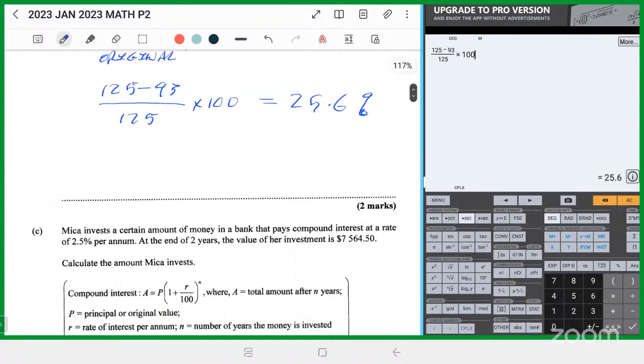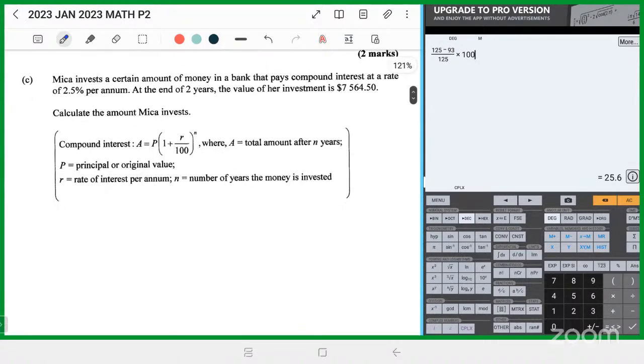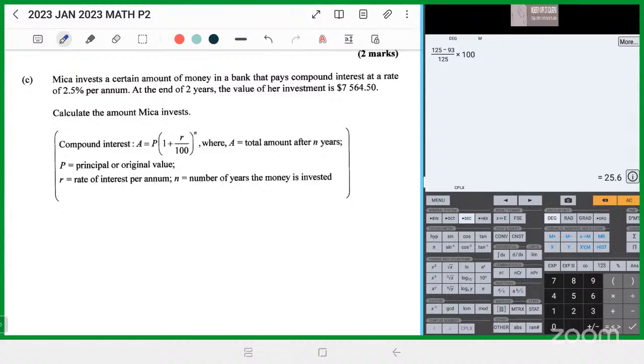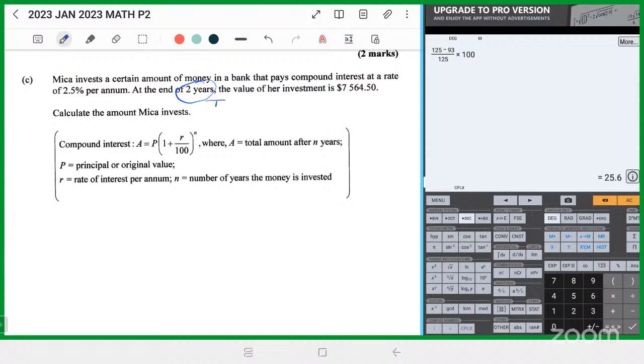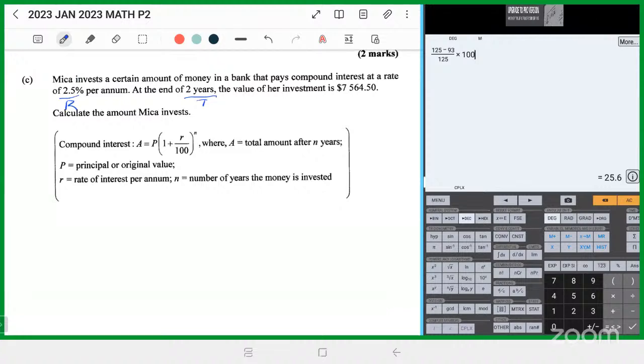All right, next question. It says, Mika invests a certain amount of money in a bank that pays compound interest at a rate of 2.5% per annum. At the end of 2 years, so 2 years time goes in here. When it is per annum, you need the time to be in here. So this is 2. And this is your R, your rate percent. After 2 years, the value of our investment is this. This is the final figure, the amount accumulated, the A.